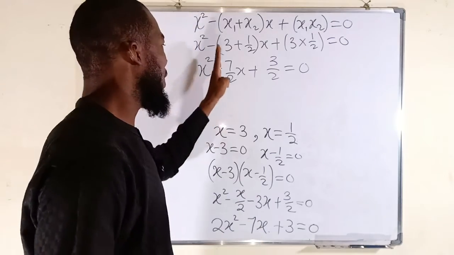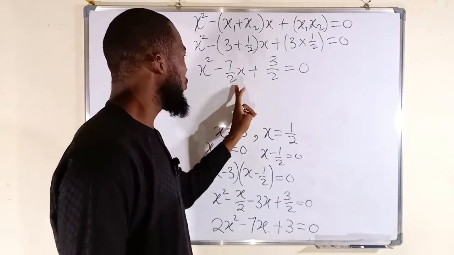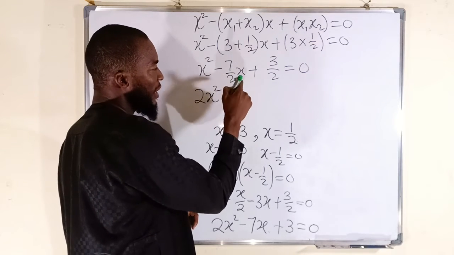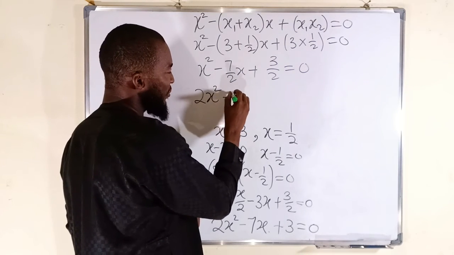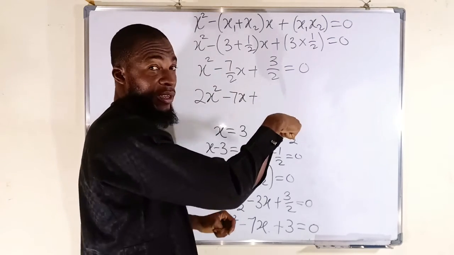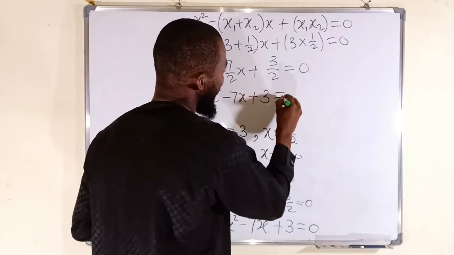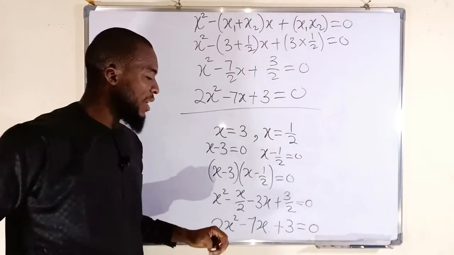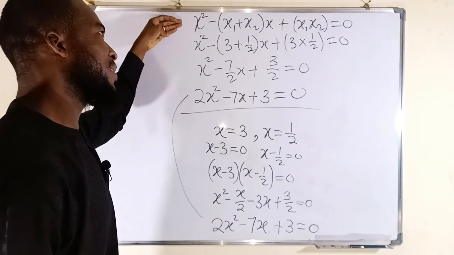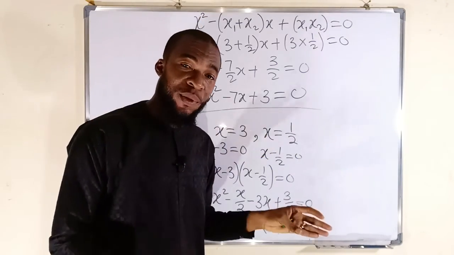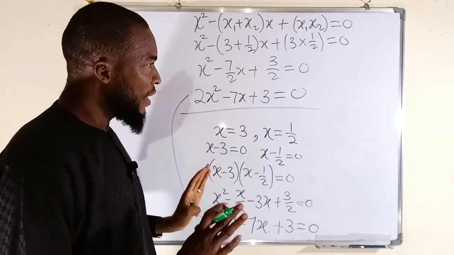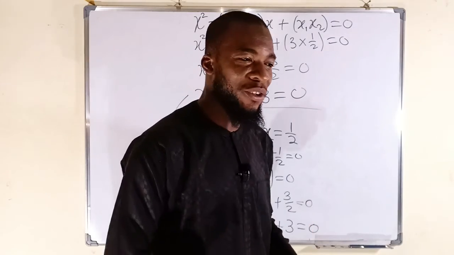Final step, multiply every single term by the LCM, which is 2. 2 times this one will give us 2x squared. 2 times the middle term will give us negative 7x, plus 2 times this one, it will eliminate the denominator, leaving only 3. The whole of this equal to 0. Observe, they are exactly the same, right? So either by using the formula or by transforming the roots into factors, then you multiply the two factors together, this is exactly how to form a quadratic equation.